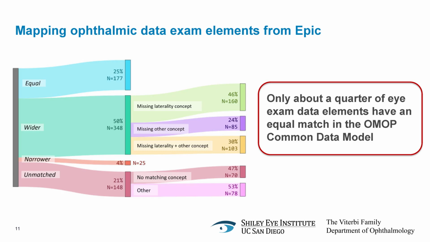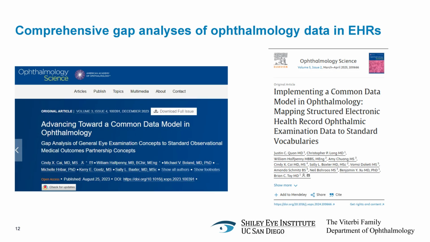But the main takeaway here is that only about a quarter of eye exam data elements had an equal match in the OMOP Common Data Model. It means 75% of the data that we're routinely collecting in our ophthalmology clinics are not easily mappable to these common data models and are not being incorporated into these data warehouses. If you want more information about this, we did publish this work, and more recently looked at the Cerner EHR as well. Similar results: it was like a quarter or so of data elements that had an equal match.